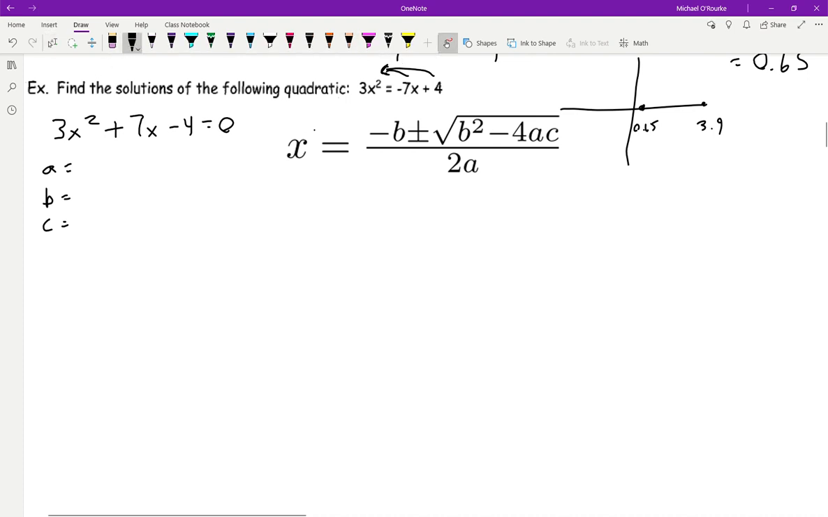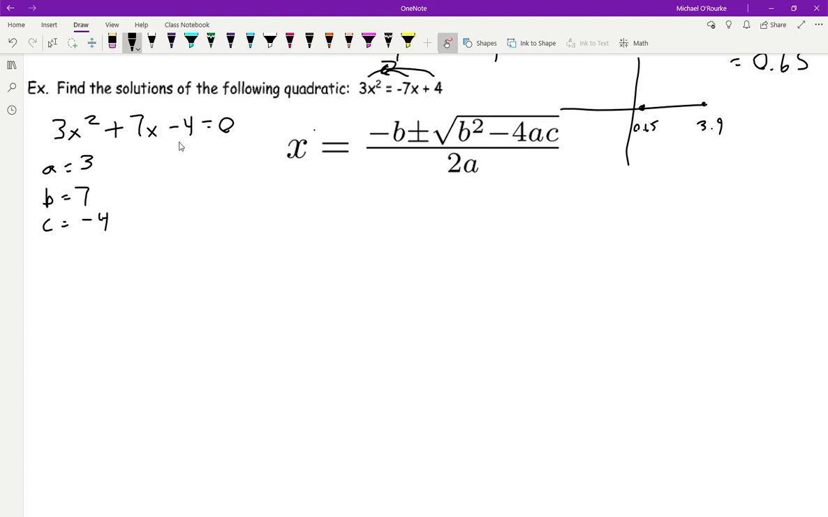A is 3, good. B is 7, good. And C is negative 4. Now generally, if you can work with as many positive numbers here in your quadratic, it makes it easier, just because there's less chance to make a mathematical error, but it doesn't matter. You'll get the same answer, even if you put that 3 over to the other side. Okay? So now, before this, could we factor it?